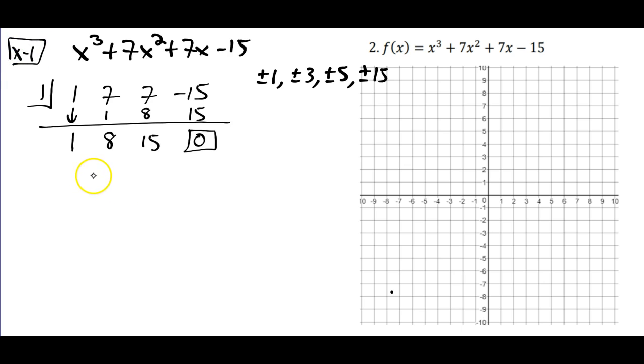And so I'm going to write it down below. I'm going to say x minus 1 times, well, it was x cubed. This is going to become x squared, x. These are all positive, and this is going to be the function that's going to be put right here next to it. So x squared plus 8x plus 15.